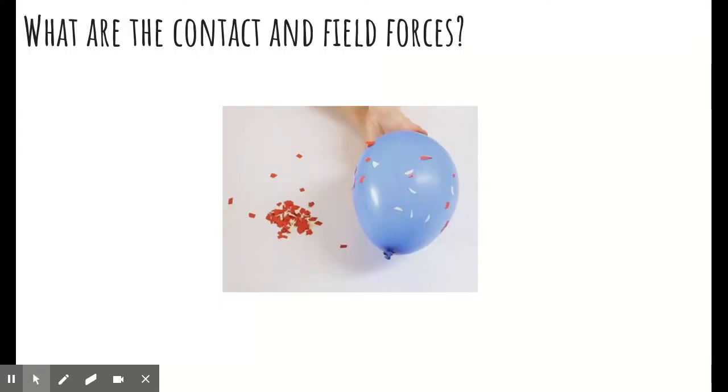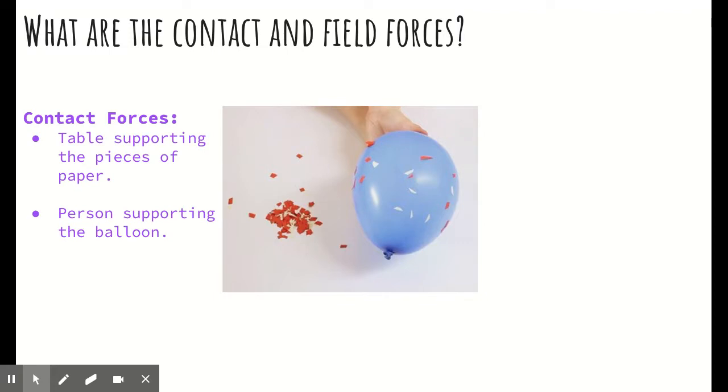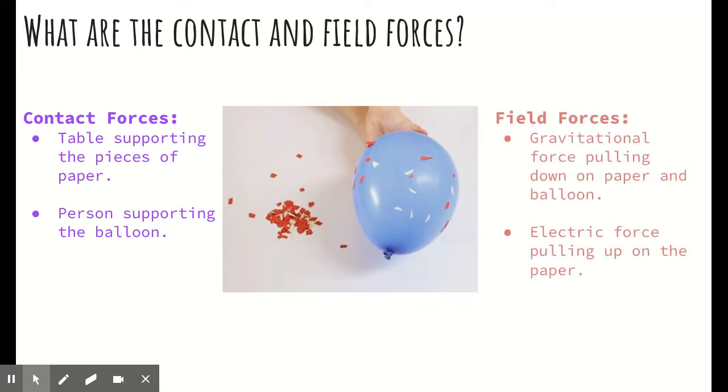So if we're looking at this, we're trying to figure out, okay, what are the contact forces versus the field forces here? Okay, so you have some paper sitting on the table and you have some paper stuck to the balloon. There's a hand holding the balloon, right? So your contact forces are going to be the table supporting the piece of paper, okay? So you have a normal force from the table pushing up on the paper. There is going to be the person supporting the balloon, okay? So the person is holding on to that. You might say that there's some kind of frictional force between the paper and the table.